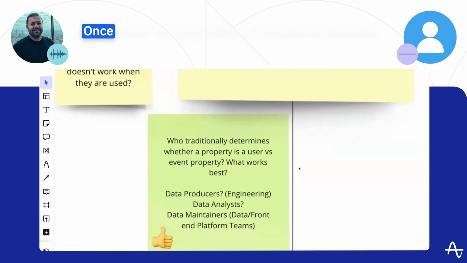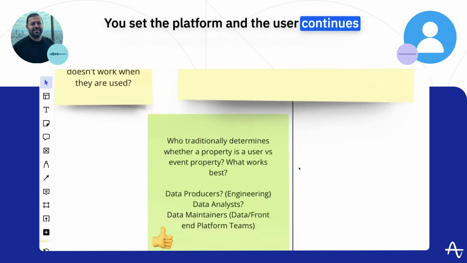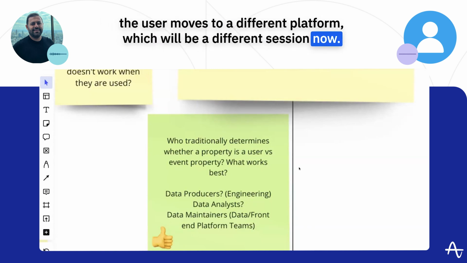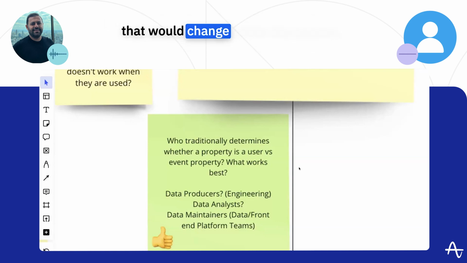Something like a platform. Once a user is on a platform, it maintains the state. You set the platform and the user continues with that platform in that session until the user moves to a different platform, which will be a different session now. So things that are maintaining state would be user property as compared to things that would change within the session, that would be event property. That's another way to look at it.